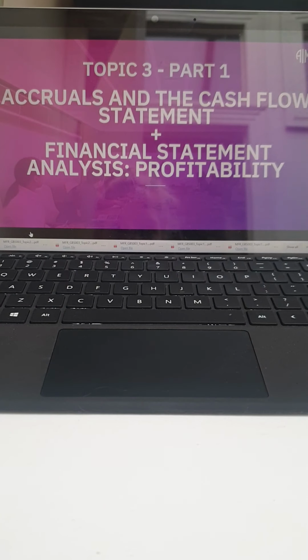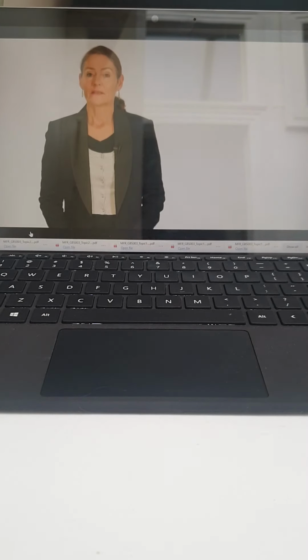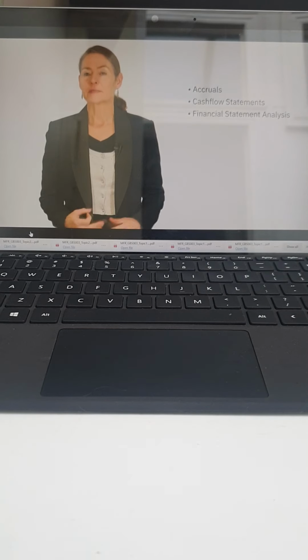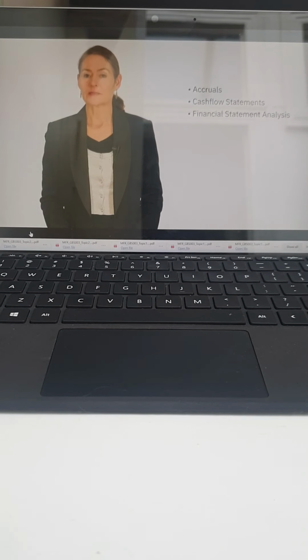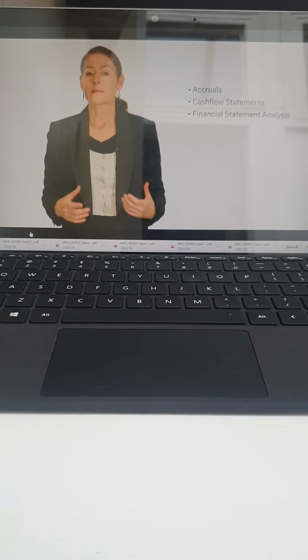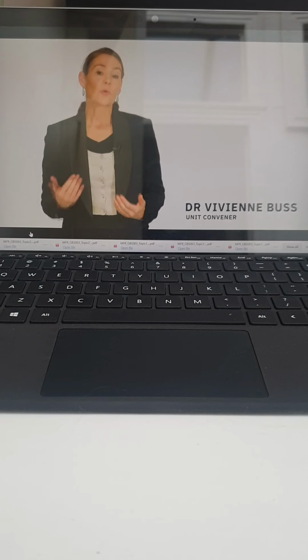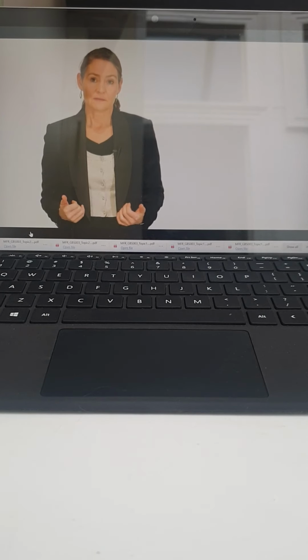Welcome to Topic 3. Topic 3 will build on the knowledge that you've gained in Topics 1 and 2, but particularly on Topic 2. There are three main subtopics. We'll look at the concept of accruals, we'll look at cash flow statements, and then we'll start on financial statement analysis, specifically focusing on profitability. One of the themes that you will be noticing within Topic 3 is that of the difference between cash flow and profit. And this is explored through all of those three subtopics.